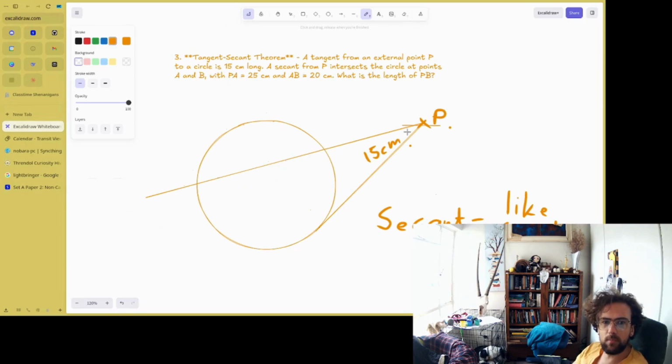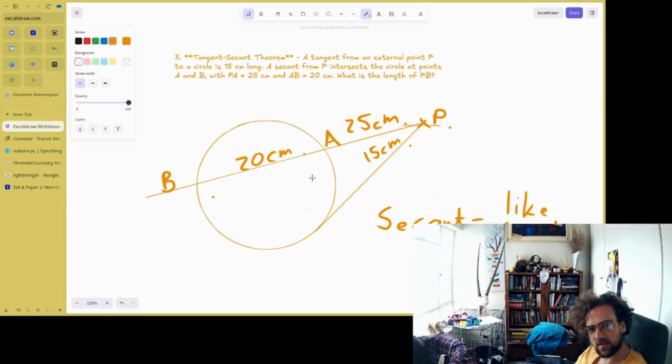Now PA, let's try this out. Let's say that's A and that's B. Now PA is going to be 25 centimeters, and AB is going to be 20 centimeters. Let's try that. What is the length of PB? 45 centimeters.